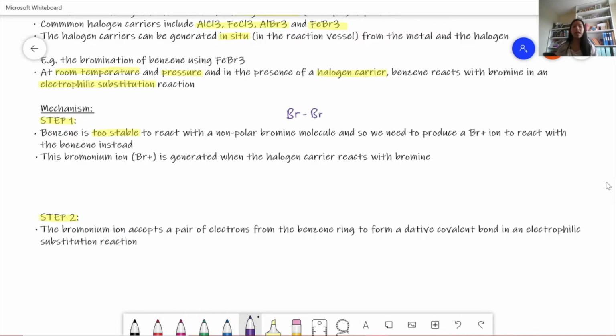But because there's no electronegativity difference between 2 bromine atoms, we don't get a polar bond. And so this isn't a polar molecule, and so we don't have a partially positive charge and a partially negative charge on one of the atoms. So we can't actually do the electrophilic substitution.